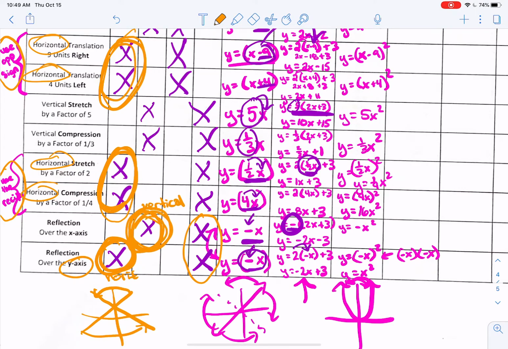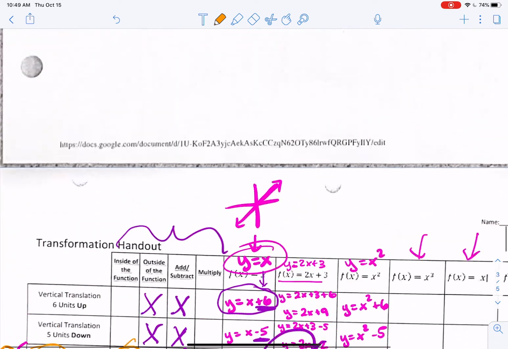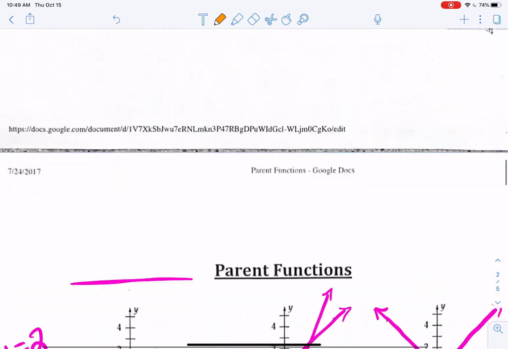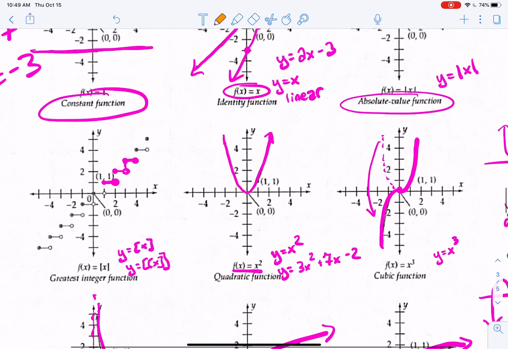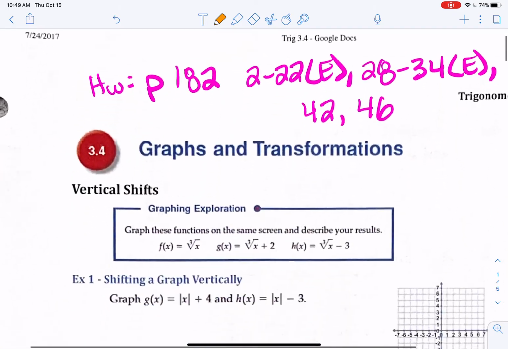This box right here is consistent with the vertical. They're outside of the function, okay? So that's your cheat sheet. Use this chart when you're going through your homework assignment, as well as your parent functions. They're going to ask you some of that in our notes, okay? So let's go up to the top.